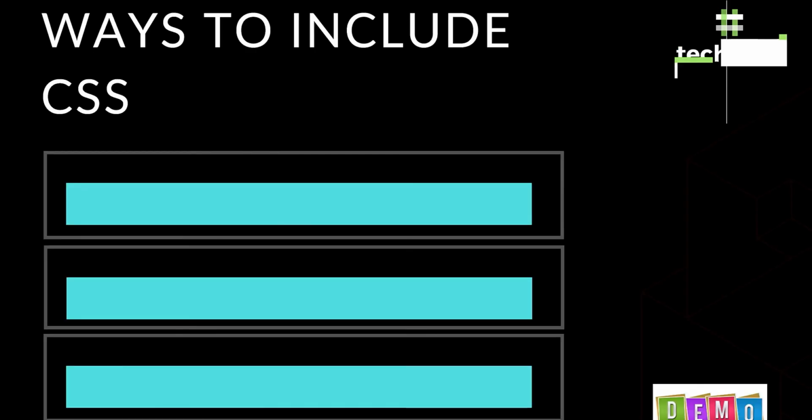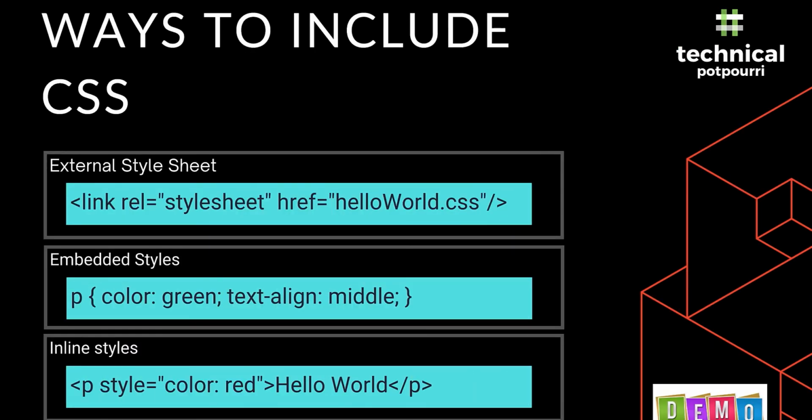We'll move to the next one, which is different ways to include CSS. There are basically 3 different ways you can include CSS. One is the external style sheet, which is definitely the preferred one. One is embedded styles and another one is the inline styles. So let's jump into the demo.